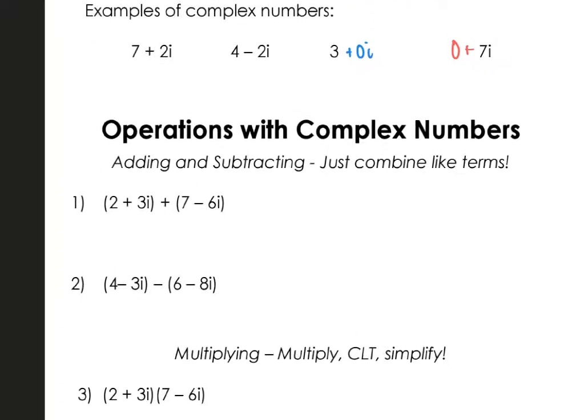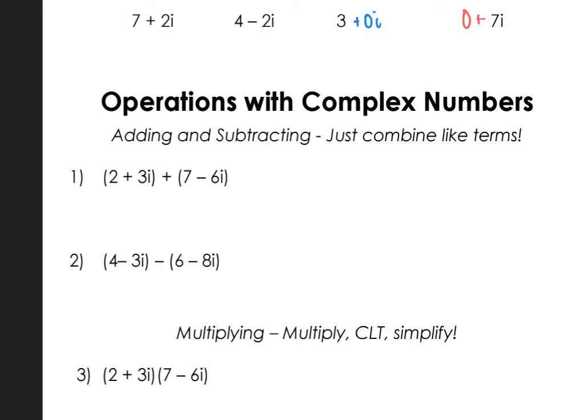So we can do operations with complex numbers just like we did with polynomials. We're basically just going to add and subtract like terms. Looking at number 1, the real parts we can combine together, so the 2 and the 7 make 9. Then we can add together our imaginary parts: 3i and negative 6i gives me negative 3i. So simplified down, this would be 9 minus 3i.